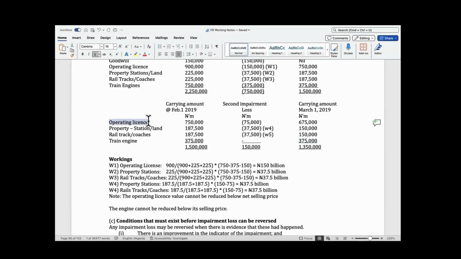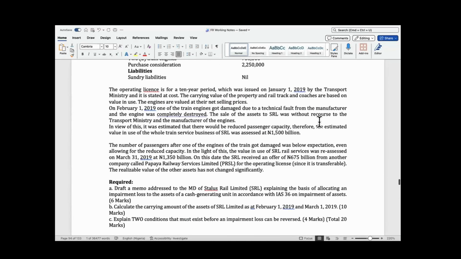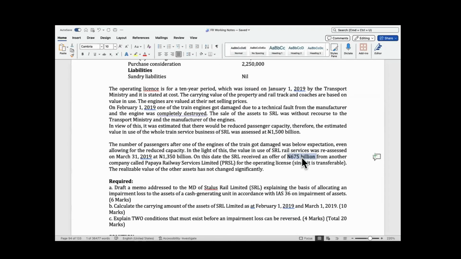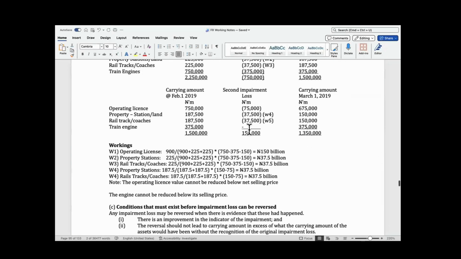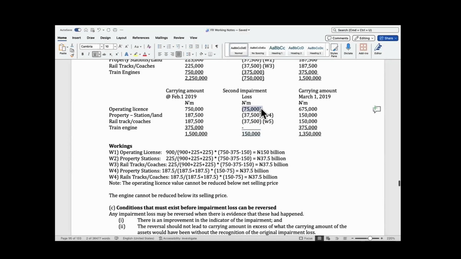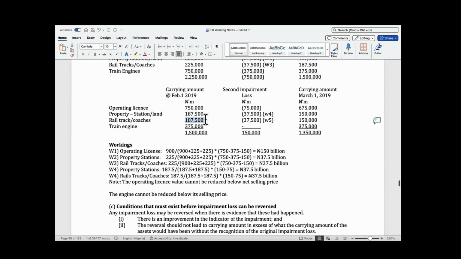The license, they gave us its net realizable value as 675. So I can only reduce it to that limit. I cannot reduce this further. That was why I only allocated 75 to that, exactly to reduce it to the 675. If you had forgotten, somebody wants to buy the license for 675, and that's the selling price. Then out of the 150, we have allocated 75. The remaining 75 can then be shared among these two other assets based on their relative values.